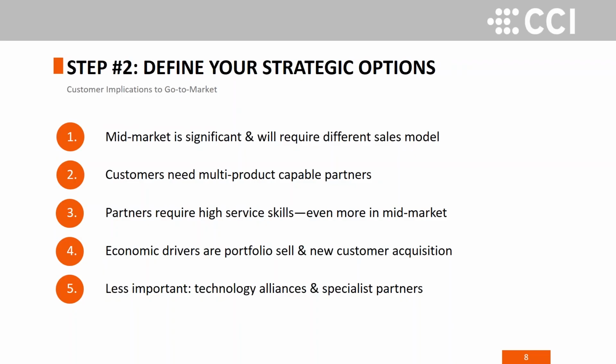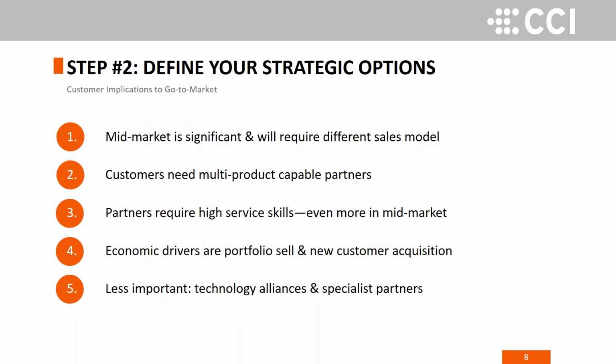The customers told us that they were buying, or expected to buy, multiple product categories from this vendor over the next 1 to 3 years, and because of this we need our partners in general to be multi-product capable. We found that partners required high service skills, and that was even more true in the mid-market, which might be different than what most people would expect. From a manufacturer perspective, the provider of the product, their economic drivers are selling across the portfolio and acquiring new customers, because there was a huge number of possible targets in the mid-market, as you saw.